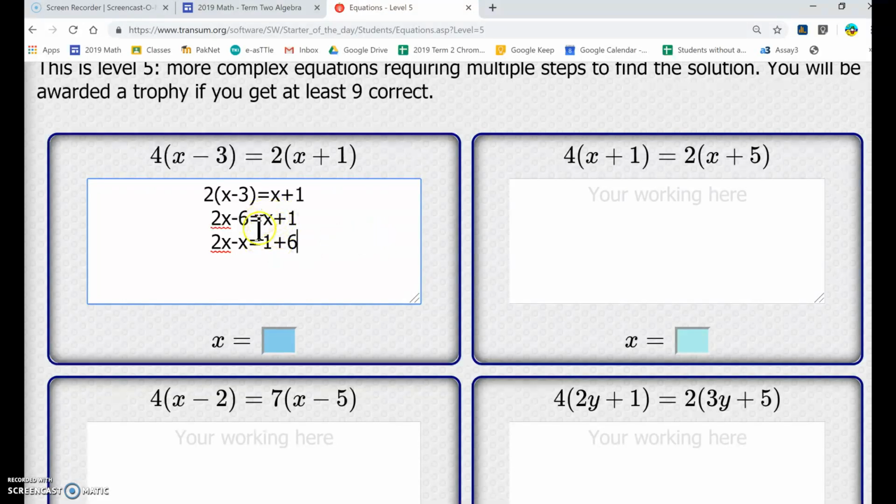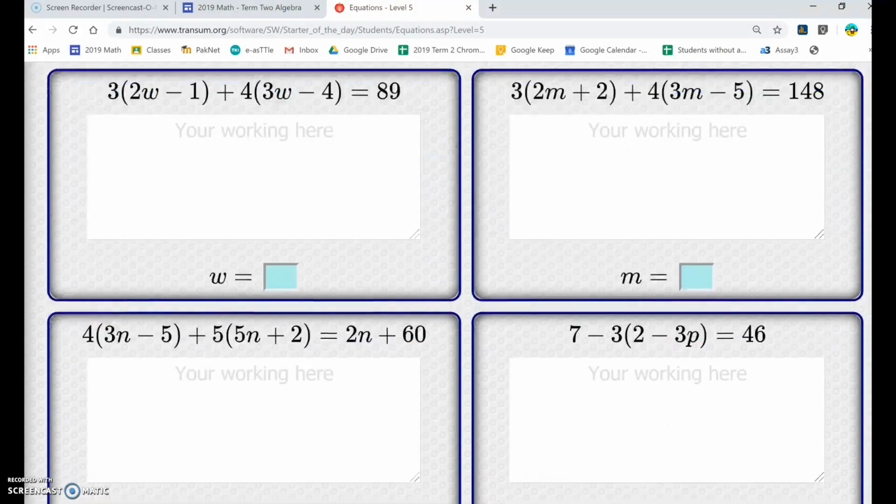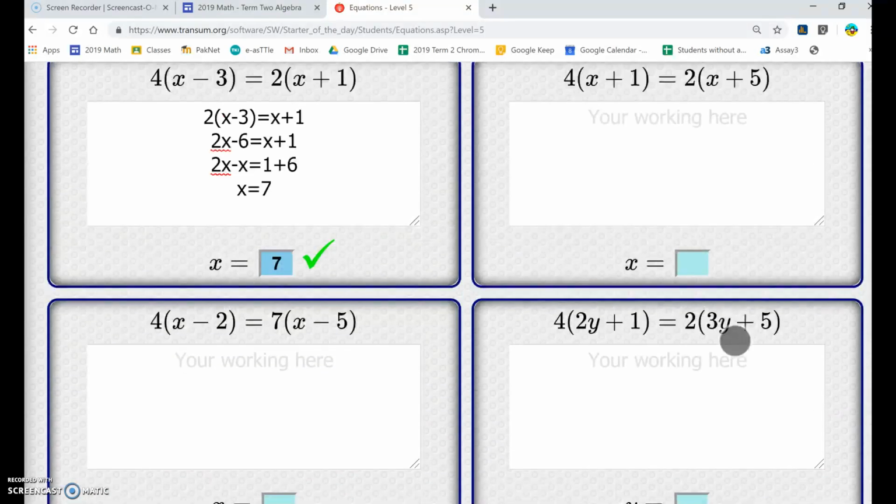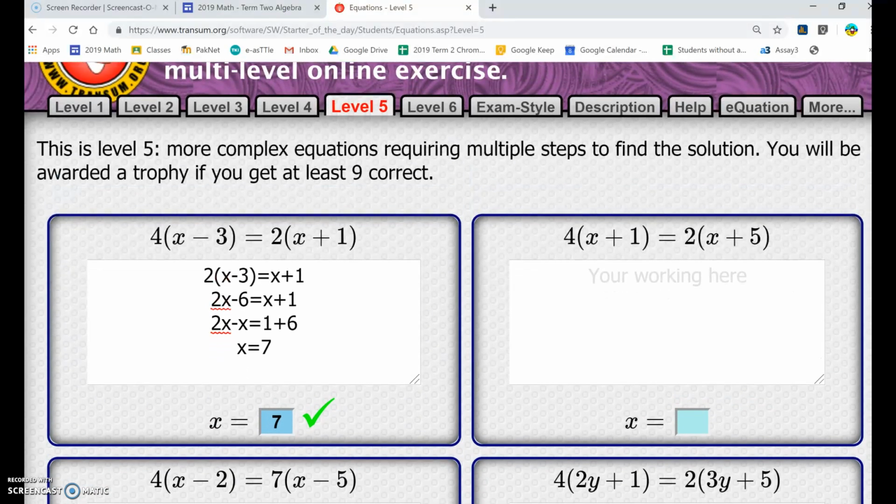So the plus x on this side became minus x on the other side, and the minus x on this side became plus x on this side. Simplify. x equals 7, because 2x minus 1x is x, and 1 plus 6 is 7. So let's do that. Scroll down, click it twice, and then the check again should follow me up.